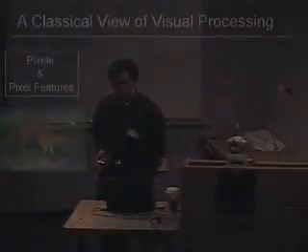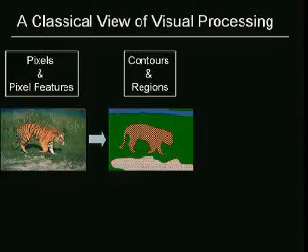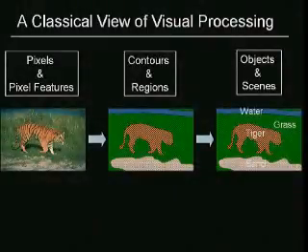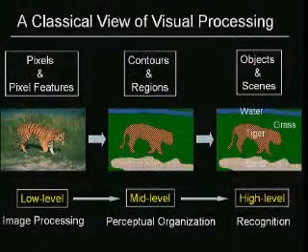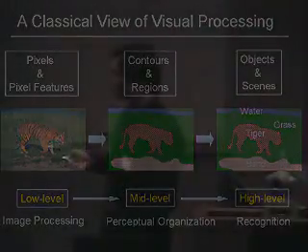So here's a classical view of visual processing. Roughly it's organized into 3 levels. At first you have the pixels and features that can be computed from pixels, like color. Then at the mid-level you group the pixels into contours and regions. And then finally you can recognize objects and scenes from these groups. And in terms of algorithms, at the low level you mostly have image processing problems, at the mid-level you have perceptual organization, and at the high level you have recognition.